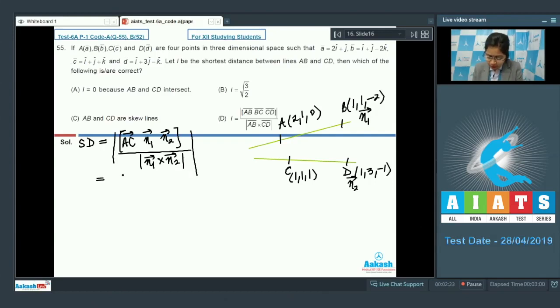So that will be equal to, now directly writing in the form of scalar triple product, we have AC vector as minus 1, 0, 1. η1 vector will be B vector minus A vector. That will be minus 1, 0, minus 2, and η2 vector, that is D minus C vector, will be 0, 2, minus 2. So we have to take the determinant of this, that will be equal to, let us take it along 2.